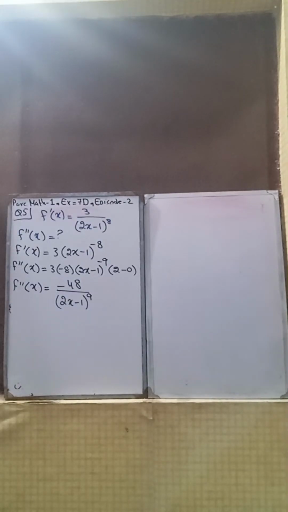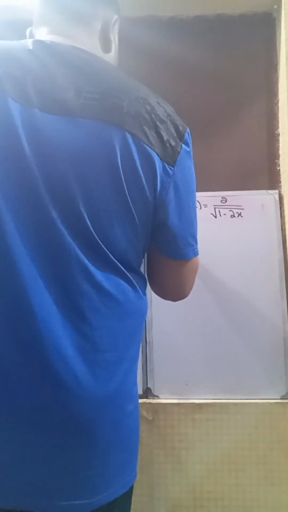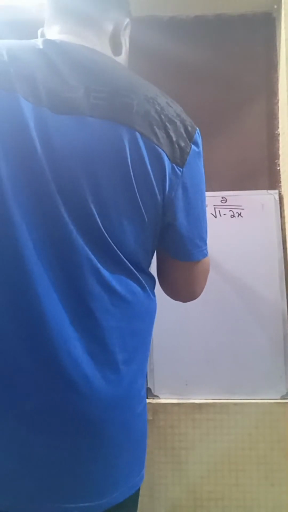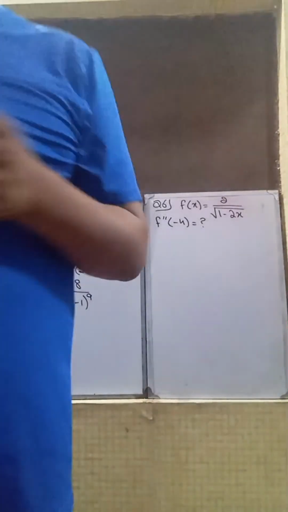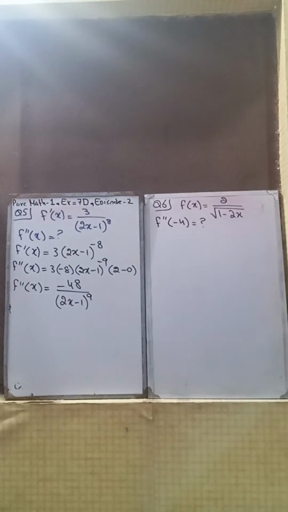Okay, question number 6 of this exercise. Here a function is given, f of x equals 2 divided by the square root of 1 minus 2x. The question is to find the double derivative and then put in the place of x. This is question number 6.